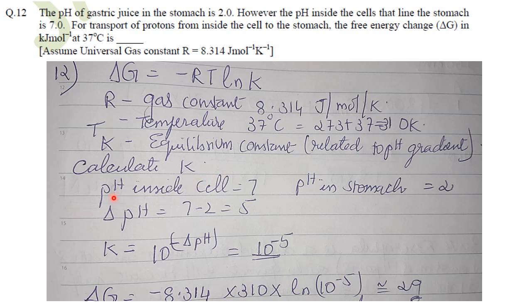So to calculate K, you have to subtract the pH inside the cell minus the pH in the stomach. So 7 minus 2, that is 5. K is equal to 10 raised to minus delta pH, that is 10 raised to minus 5. Delta G is equal to minus 8.314 into 310 into ln 10 raised to minus 5. You will get it around 29. So that will be the value of delta G upon calculation.